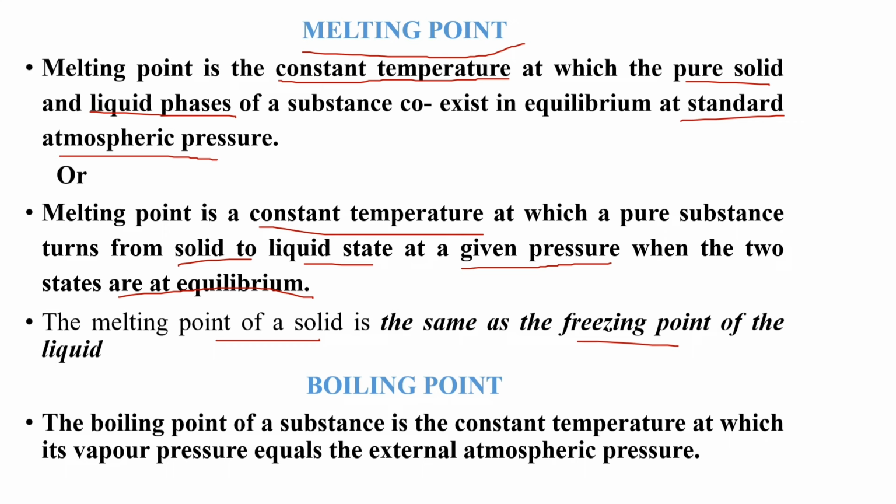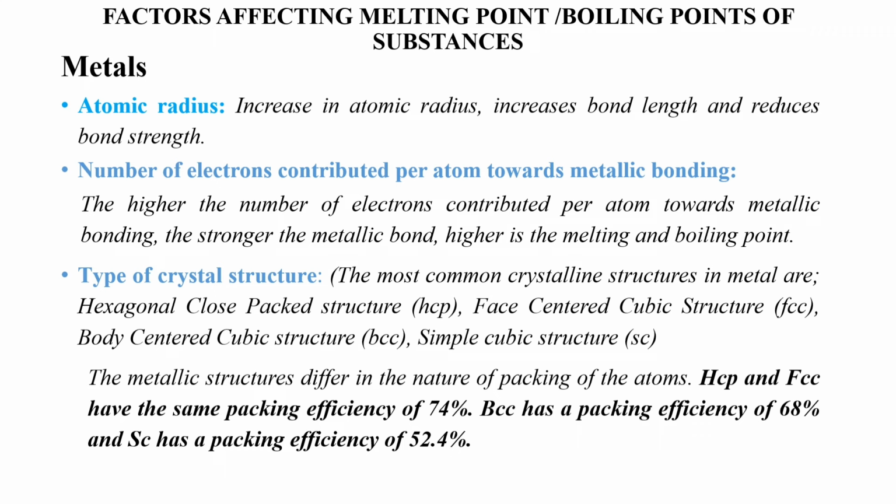Now let's also look at the word boiling point. The boiling point of any substance is the constant temperature at which its vapor pressure equals the external atmospheric pressure, which we said is 760 millimeter mercury, that is at sea level. Of course, it would differ at other levels. This area of melting and boiling points is a challenge to students. So let's dive into the factors affecting the melting points and boiling points of substances.